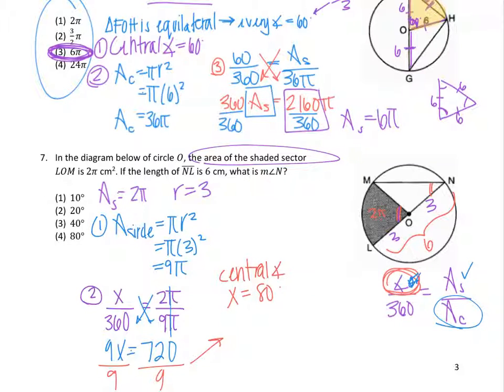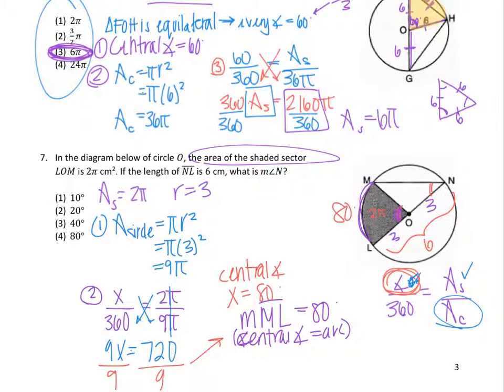So we know that a central angle of 80 degrees opens up to arc ML, and central angles are equal to their arc. So the measure of arc ML is also 80 degrees. And if you just want to write central angle equals arc, that might be a hint for you when you go back and try some problems on your own. So that means this arc out here is 80.